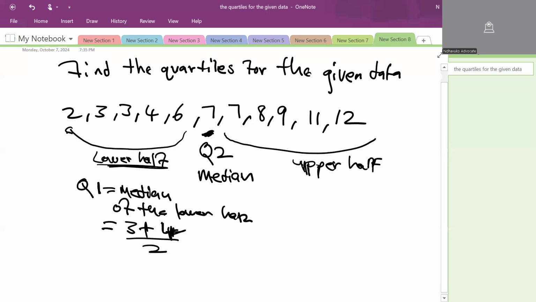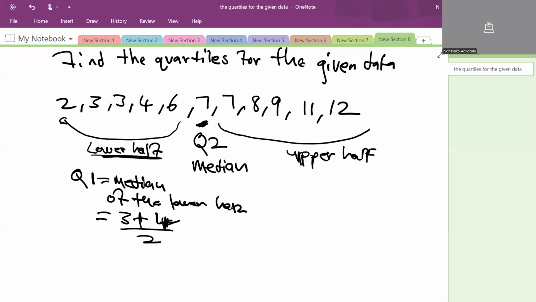3 plus 4 divided by 2 is equal to 7 divided by 2, so it's 3.5. So that's how you work Q1. You understand? The median of the lower half.